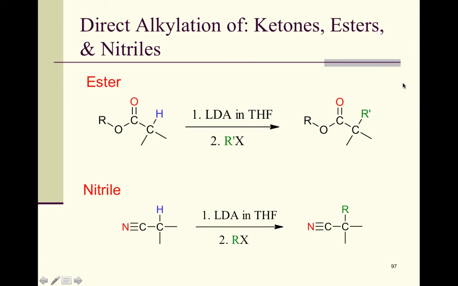And on this last slide, we can see the direct alkylation of ester and nitrile. Same set of reagents, it's the exact same reaction. What we have here in our ester is our alpha hydrogen is going to have the R group attached to it. And in our nitrile, this is our nitrile group. This is also the alpha position. This is also acidic. And what's going to happen in this reaction is we're going to have our R group substituted where the alpha hydrogen was.